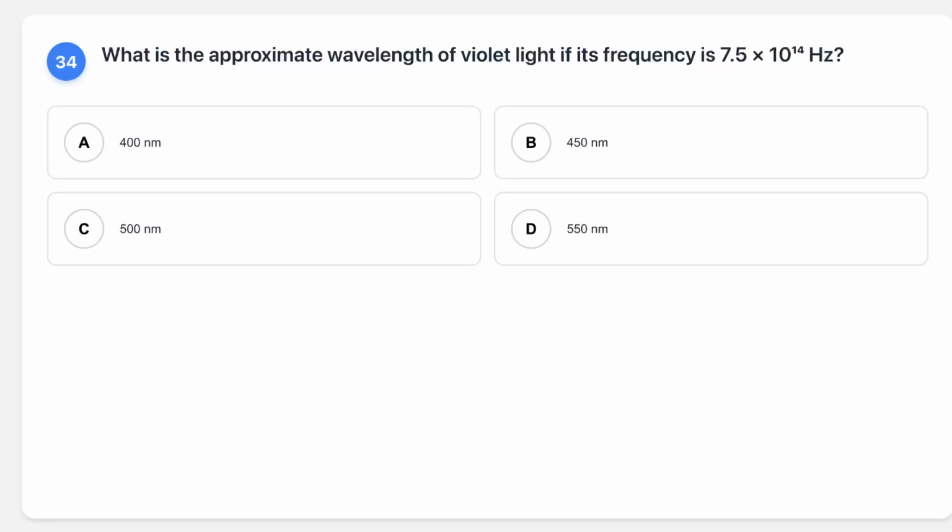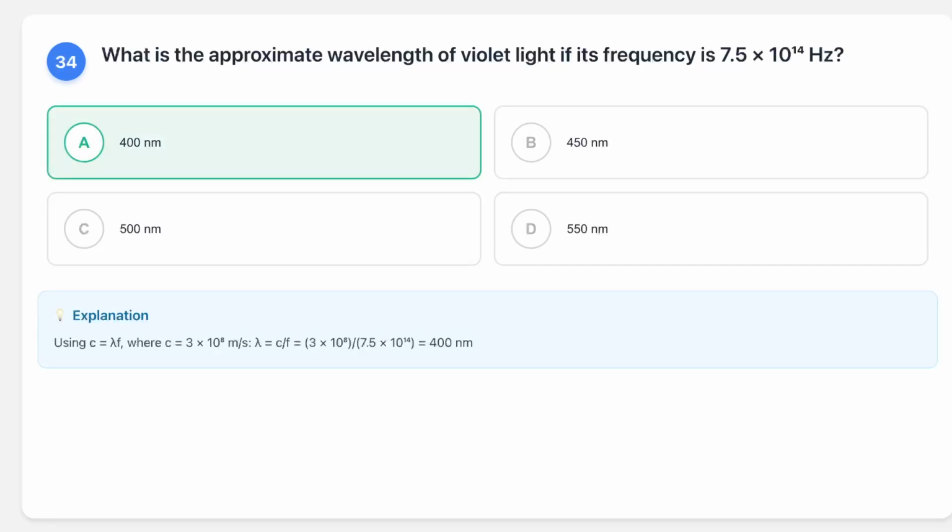Question. What is the approximate wavelength of violet light if its frequency is 7.5 x 10¹⁴ Hz? Option A. 400 nm. Option B. 450 nm. Option C. 500 nm. Option D. 550 nm. Explanation. Using c equals f times lambda, where c equals 3x10⁸ meters per second, lambda equals c over f equals 3x10⁸ over 7.5x10¹⁴, equals 400 nm.